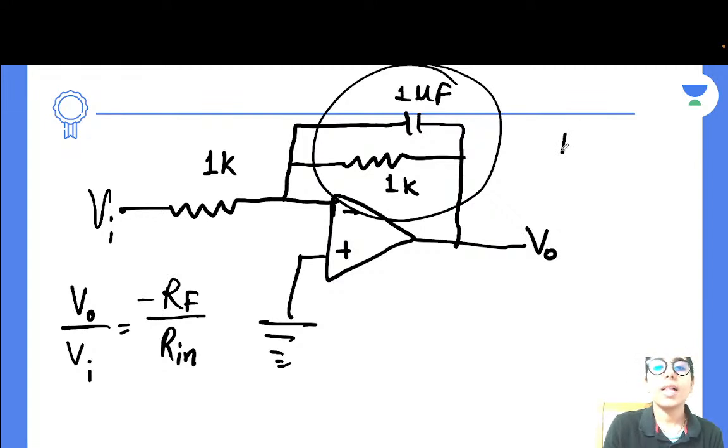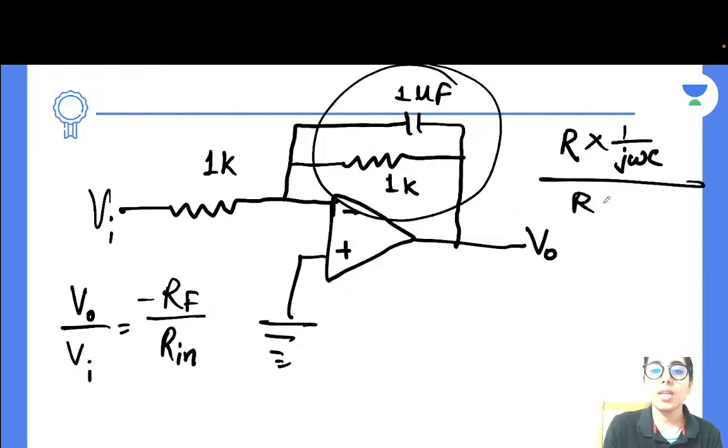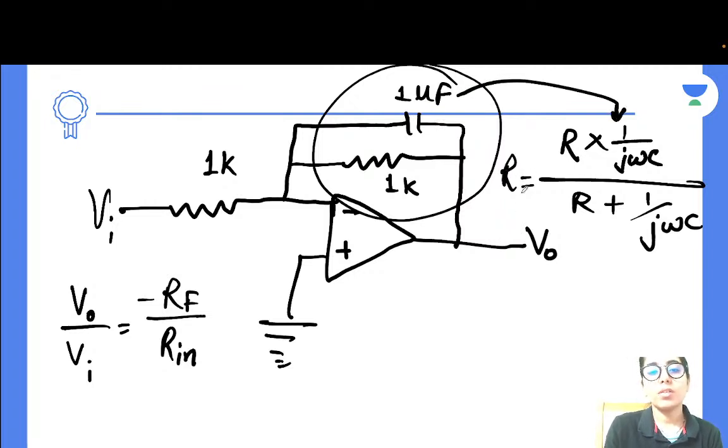So what I'll say, the resistance multiplied with 1 over j omega c, divided by resistance added with 1 over j omega c. That's your feedback resistance. Because of the capacitor present there, you are taking its impedance to be 1 over j omega c. So this is going to be your equivalent resistance, or the feedback resistance now.